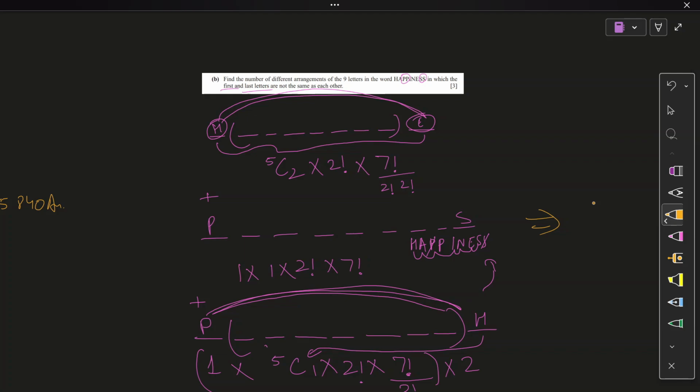Think about it, clear yourself, feed this into your head, the thought process, until I get you the answer. Divide by 2 factorial into 2 factorial plus 2 factorial into 7 factorial plus 5C1 into 2 factorial into 7, over 2 factorial into 2. So the final answer is 85,680 ways. Okay, I hope that made sense.